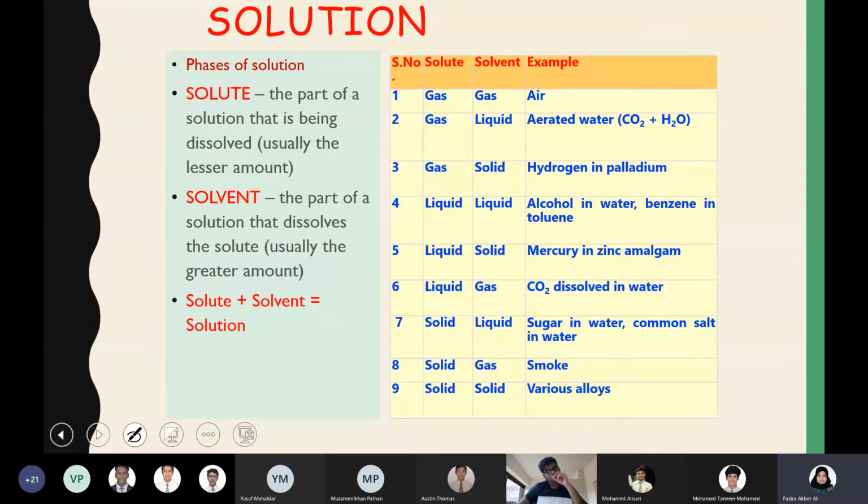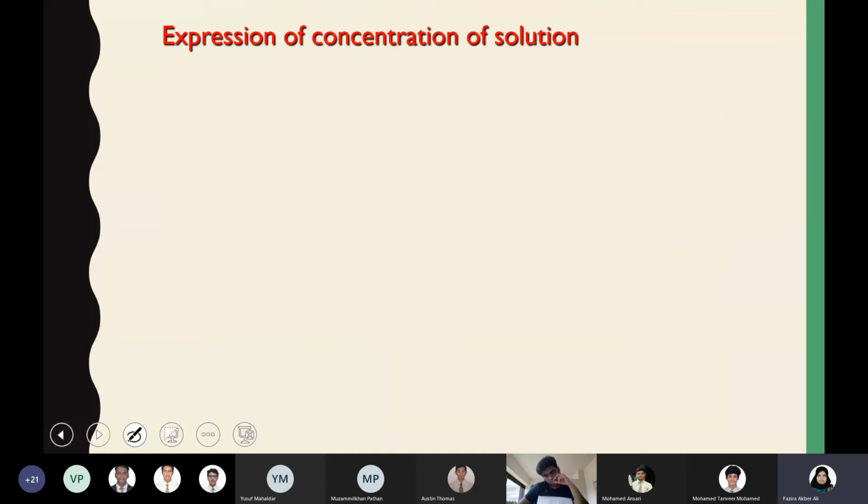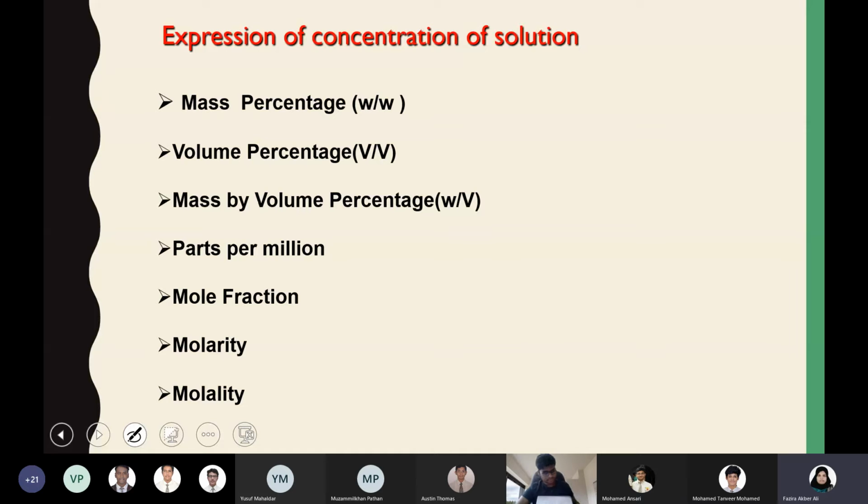Like that, you can find many examples that you are familiar with in everyday situations, and you can put them in different categories. So whenever you see a solution or a mixture, just analyze whether it can be put into any of these 9 categories. That is the first part of this chapter on solutions. The second part is that you need to know the different ways of expressing the concentration of a solution, because we discussed what a solution is and what different types of solutions are possible.